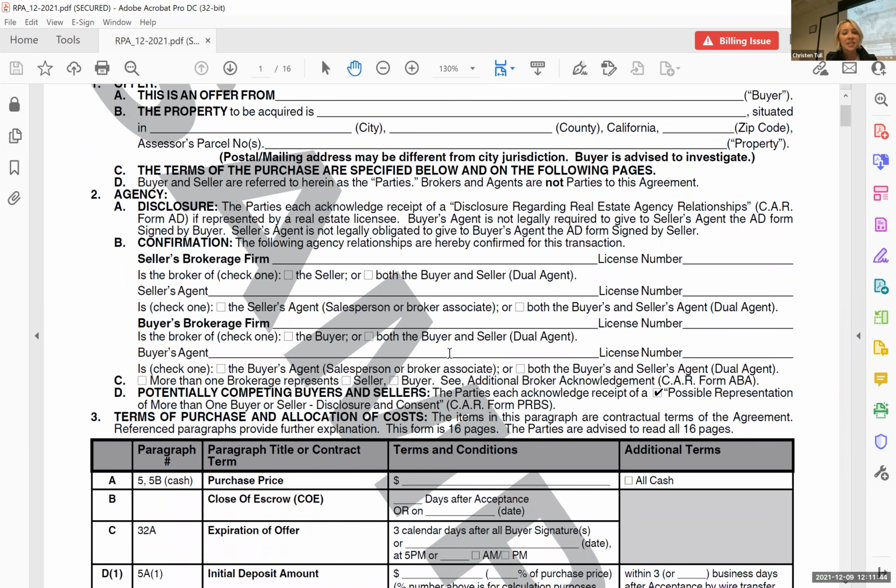Section 2, agency disclosure. So this did change a little bit. And again, I often see this blank. That is not okay, guys.